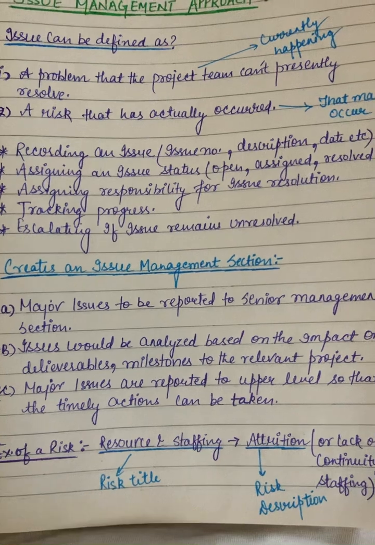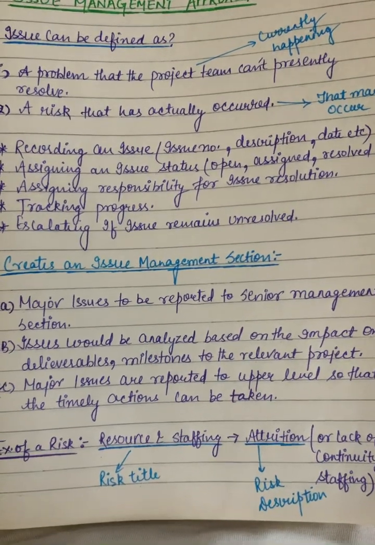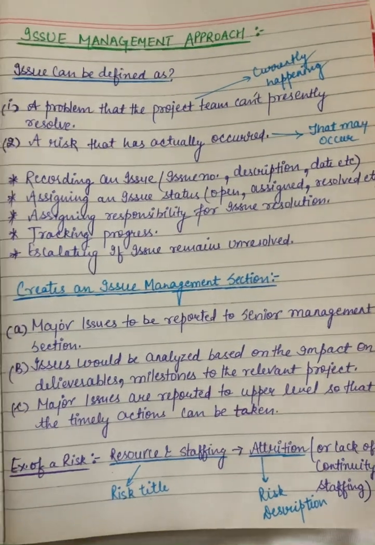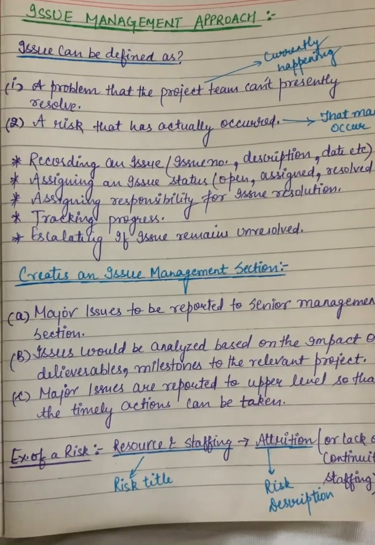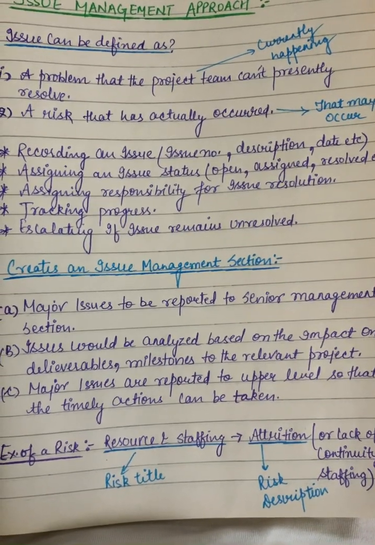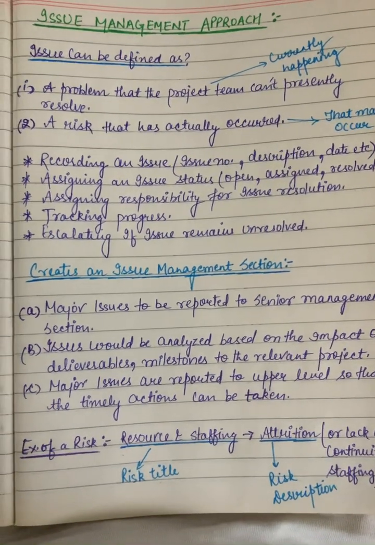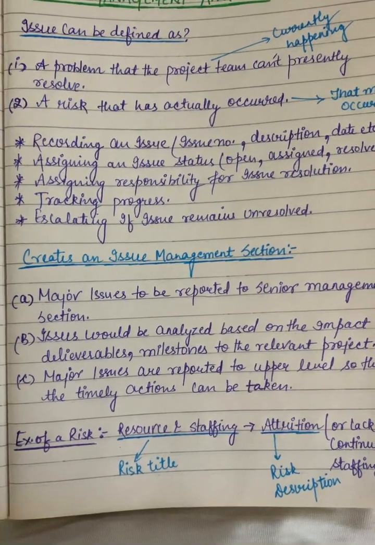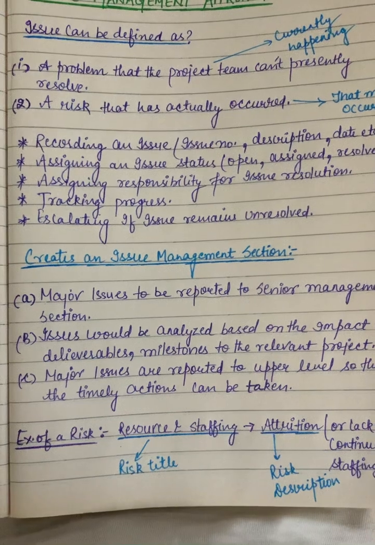Is it open? Is it assigned? Is it resolved? That needs to be there. The thing which is already happening in a project, we need to record it and we need to see the status of it also. Then assigning the responsibility for the issue resolution. Whatever the issue resolution would be, that must be assigned to someone who will be working on that particular problem.